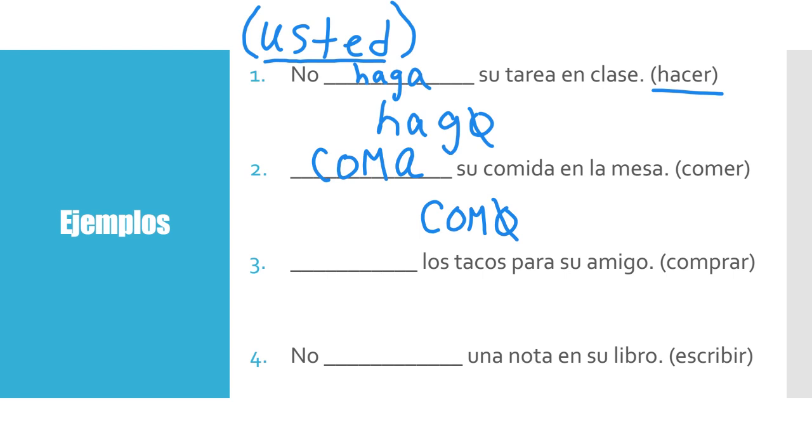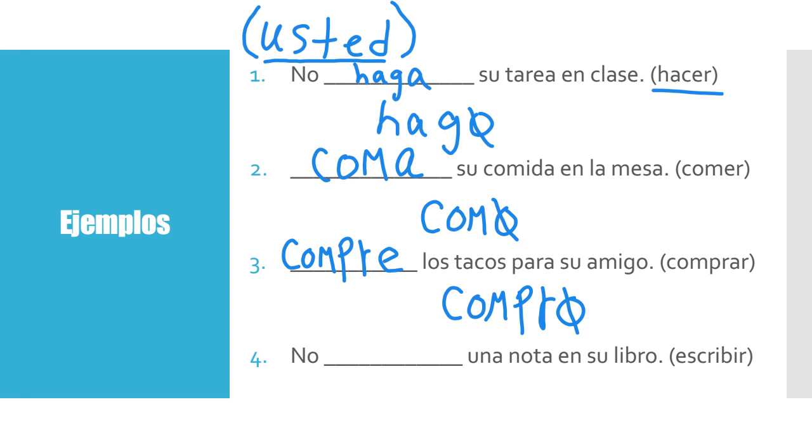Number 3, comprar los tacos para su amigo. This is a great command. I love this command. So we take comprar and we put it in the yo form of the present tense. So compro, we get rid of the o. Since it was an AR verb, we need to add an e on to the end. So it ends up as compre. Sorry, that did not work out like I thought it was going to. There we go. So, compre los tacos para su amigo. So, buy the tacos for your friend. Again, a great command.